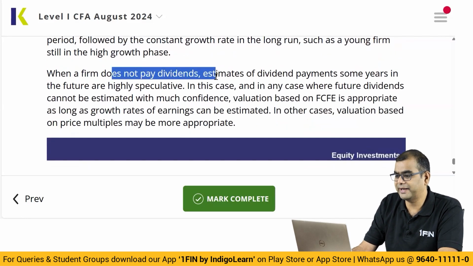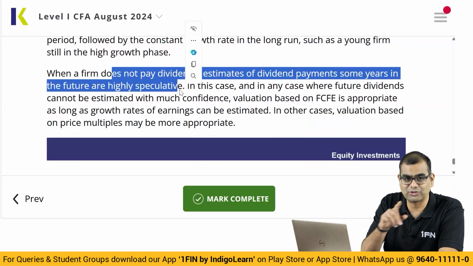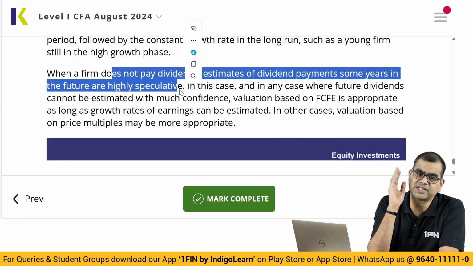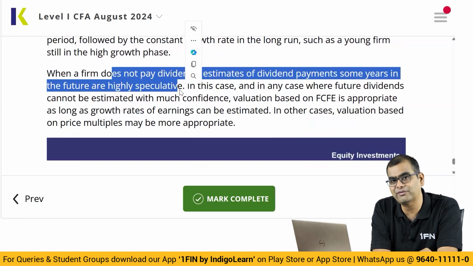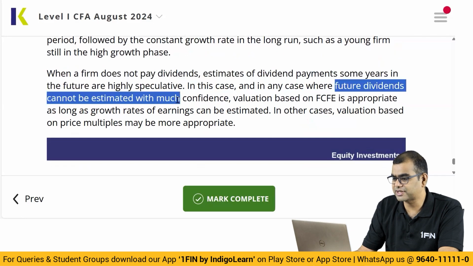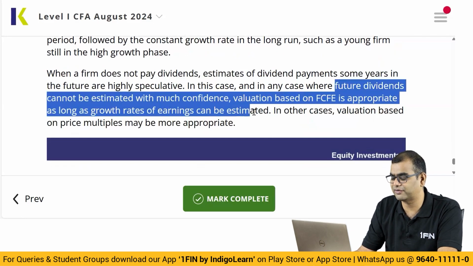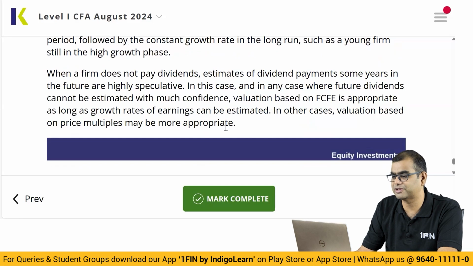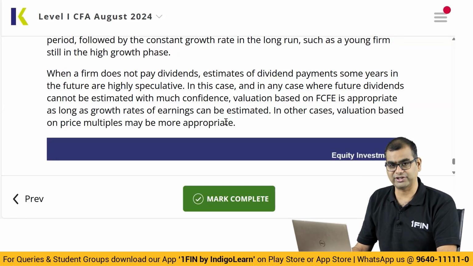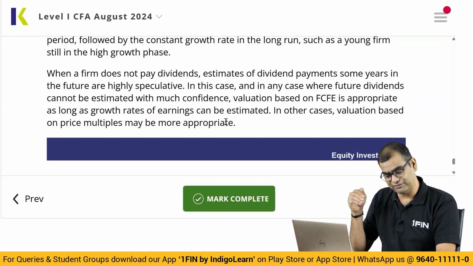When a firm does not pay dividends, estimates of dividend payments some years in the future are highly speculative. See, this is what I was telling about Zomato, Swiggy. If they're not paying dividends, how can you project dividends 6 years later? You don't know. At that point of time, how will you value? You will value using FCFE. In any case where future events cannot be estimated with much confidence, valuation based on FCFE is appropriate, as long as the growth rate of earnings can be estimated. In other cases, valuation based on price multiples may be more appropriate. So if you're not able to project dividends, then do FCFE. What is FCFE? We will understand.